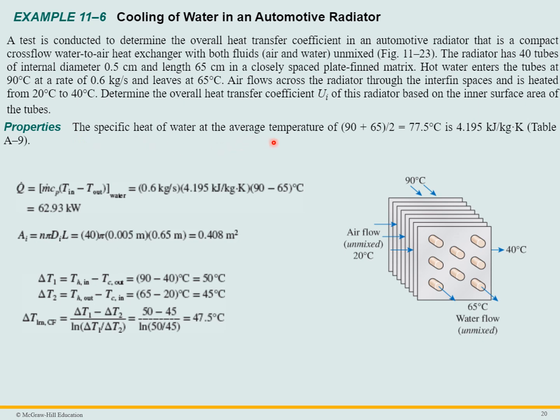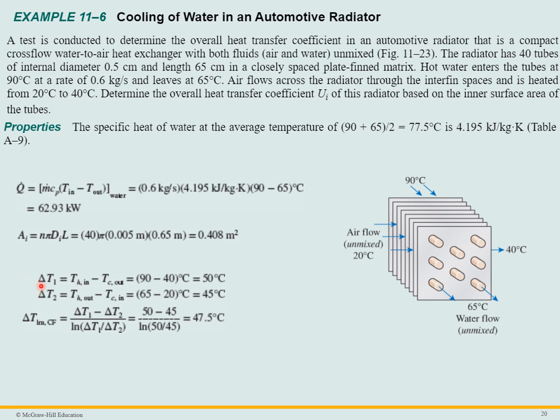So the specific heat of water at an average temperature, so you take an average temperature from 90 degrees C to 65 degrees C, which turns out is 77.5, is 1.495. That's from table A9. So we can calculate what Q dot is, m dot Cp delta T of the water, which we're given. The area is given, N is a number, we're told that N is 40 here, it's 40 tubes. Each tube has an area, so we can calculate that. So the total area of the tubes is 0.408 square meters.